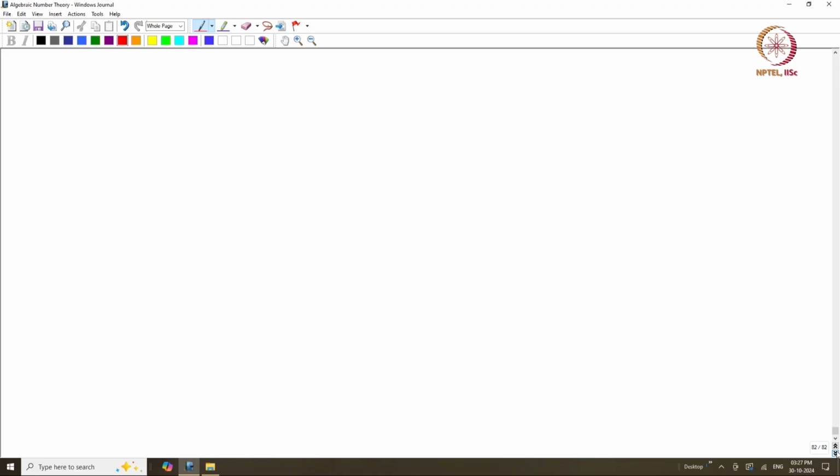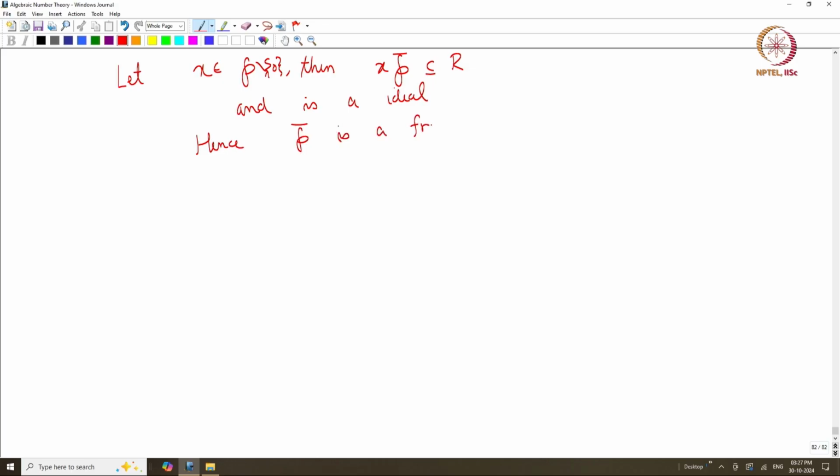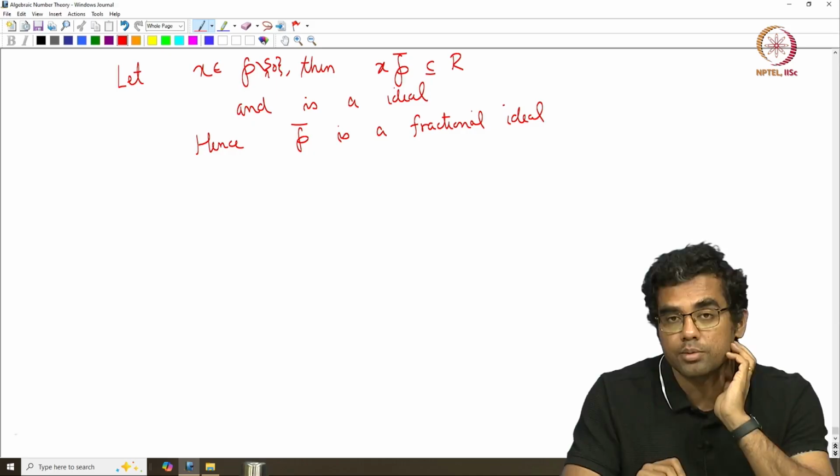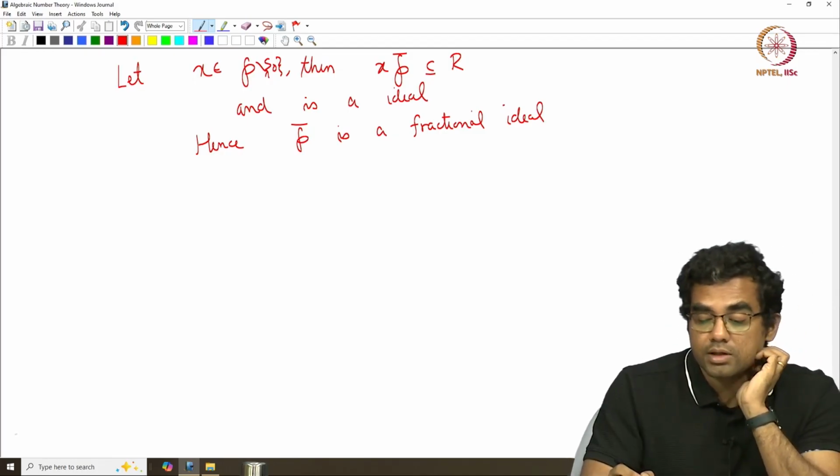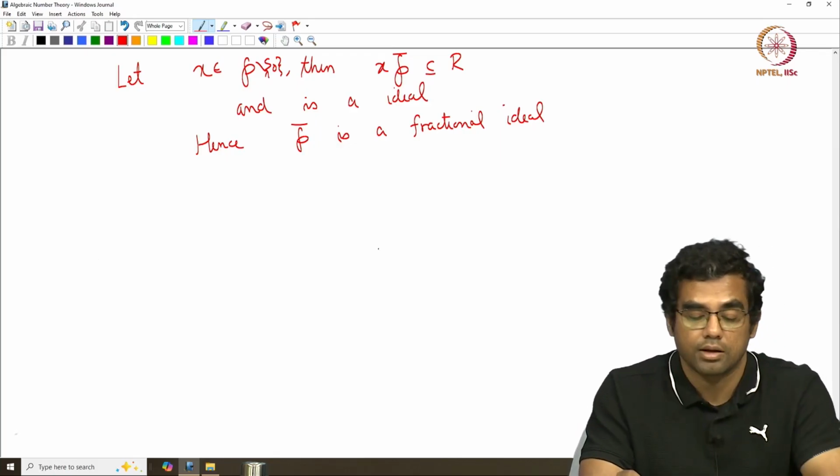Let me quickly say why P bar is a fractional ideal. So, let x be in P, then x P bar is contained in R and is an ideal. This is non-zero, if you like. Hence P bar is a fractional ideal. This is what we proved about fractional ideals: something is a fractional ideal if there exists a non-zero element x in K such that x times that set is contained in R.